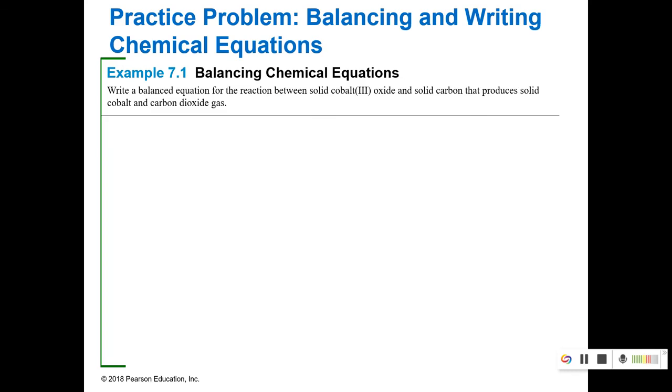This one, balancing equations. Write a balanced equation for solid cobalt-3 oxide and solid carbon. It produces solid cobalt and carbon dioxide gas. Okay, so it's very important, one, that we have our periodic table out here, and two, you know your naming rules. Because if you don't know your naming rules at this point, you're also in trouble. So again, if you need naming practice, please reach out. I can get you some. Okay, so cobalt oxide, it's cobalt-3 because it crosses over. Oxygen's charge is 2. It tells me it's solid.